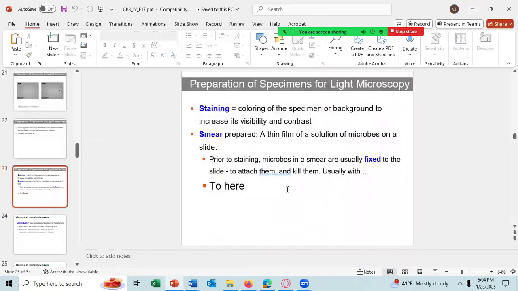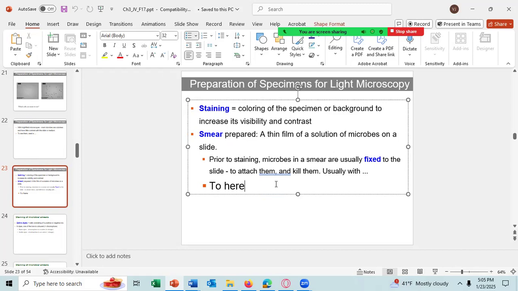All right, I have that we were here. We discussed what a smear was, and that you make a thin film on a slide, and you make that before you do the staining. And then staining is just coloring the specimen or the background to increase the visibility by increasing the contrast between the specimen and its background. Any question about any of that?